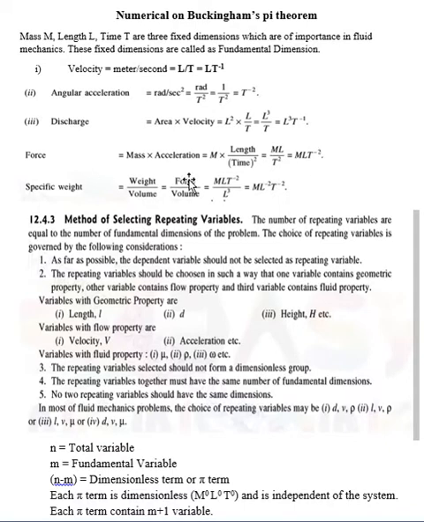Similarly, specific weight is equal to weight upon volume, or weight upon volume is equal to force upon volume. The unit of force is in the form of MLT to the power minus 2, divided by L cube. Finally it is equal to ML to the power minus 2 and T to the power minus 2.